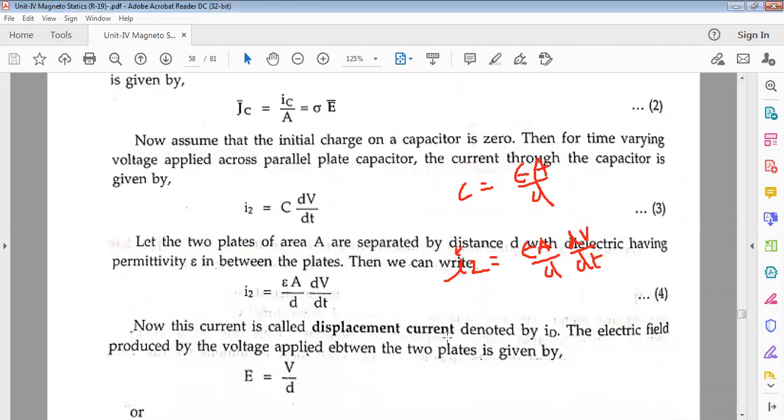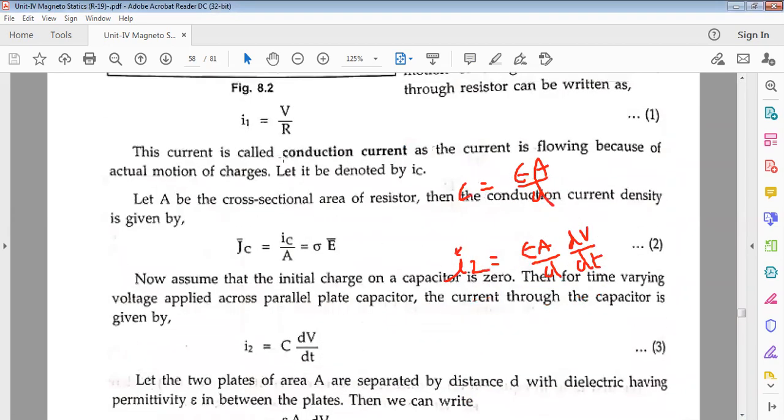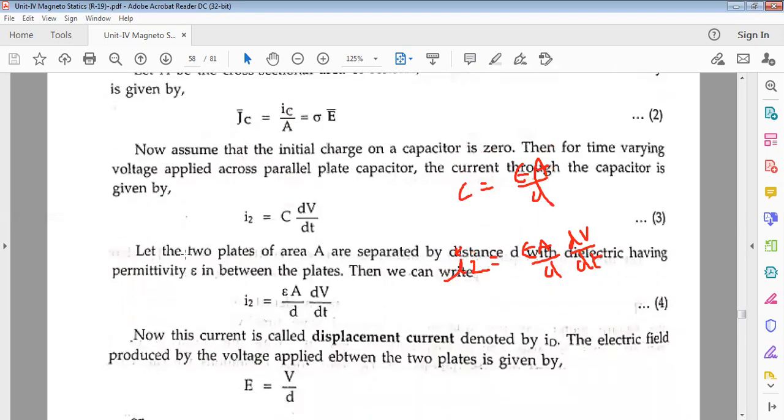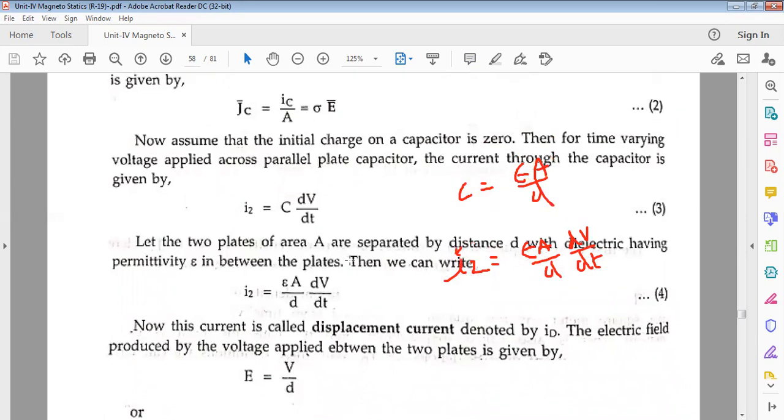Now this current is the displacement current. Sorry, I1 is the conduction current, so it is represented as IC, and I2 is the displacement current. It is denoted by ID.